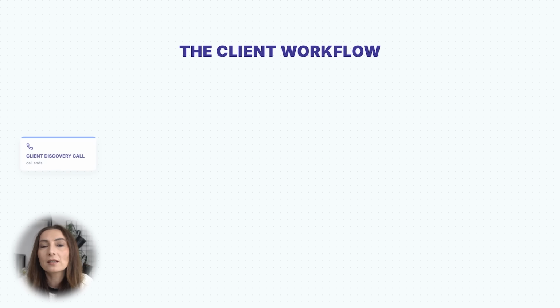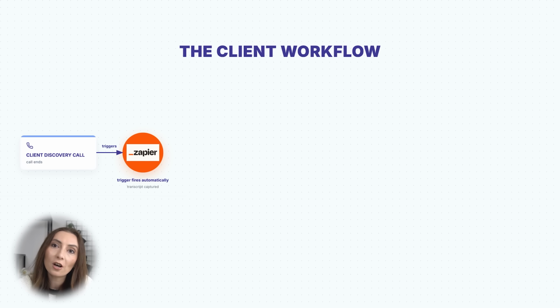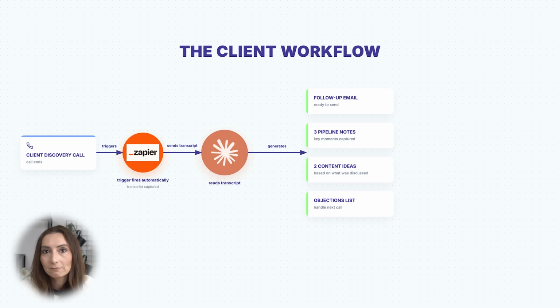Now, let me show you a workflow that could literally run your client business. Let's say a new client books a discovery call. Zapier triggers automatically. The transcript gets sent to Claude. Claude generates a follow-up email, 3 notes to your pipeline, 2 content ideas based on what was discussed, and a list of objections to handle the next call.